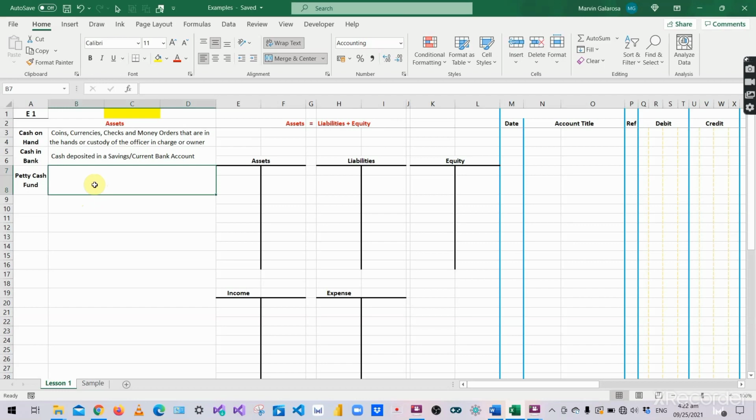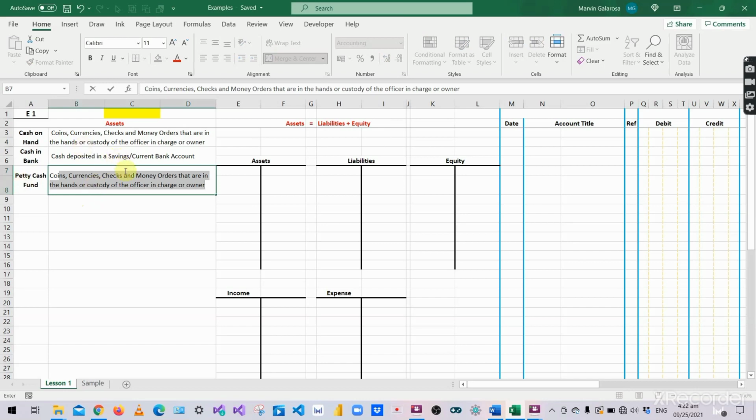Petty cash fund. These are coins, currencies, and replenishment check that are set aside to pay small or petty disbursements or expenses.